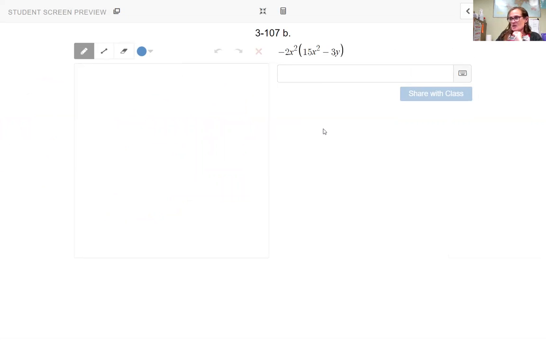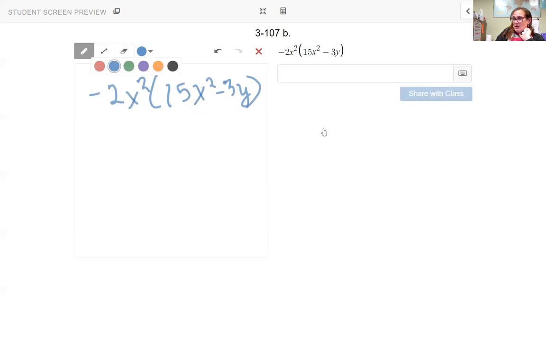This time we can do a rainbow. So let's try that. We've got negative 2x squared times 15x squared minus 3y. Okay, we'll do our rainbow. We go the arch: negative 2x squared times 15x squared. Let me change that to red.